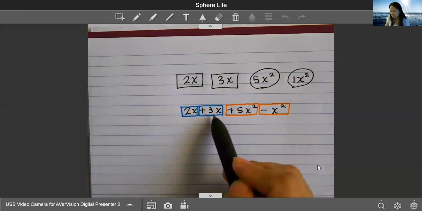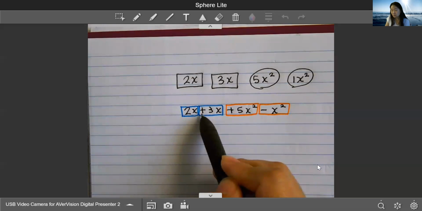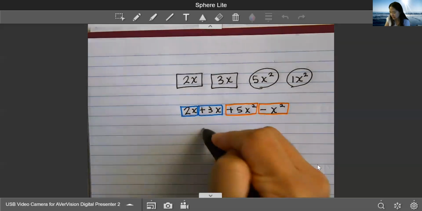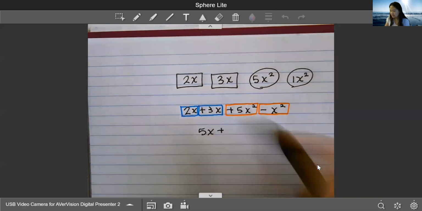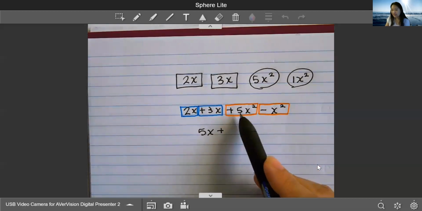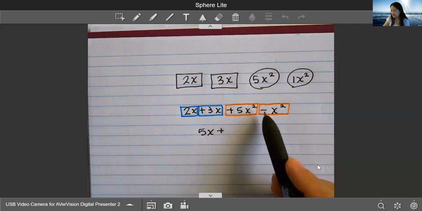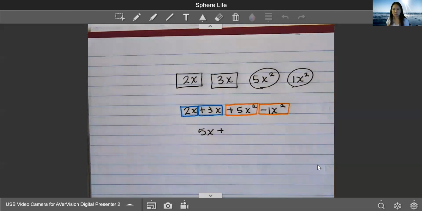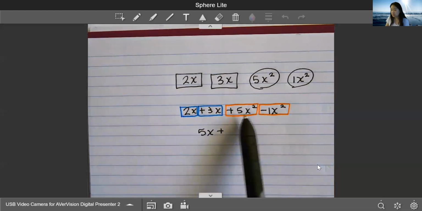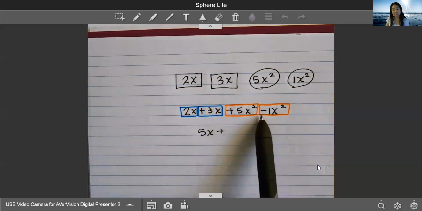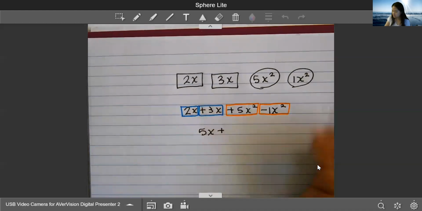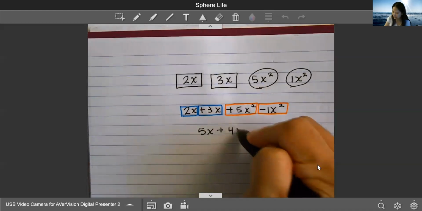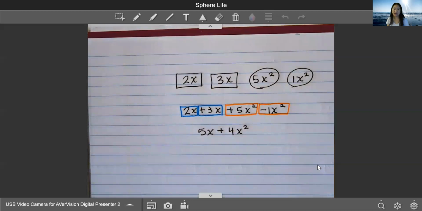2x plus 3x is 5x, plus, now notice, 5x squared minus 1x squared. So this time you need to subtract. So 5 minus 1 is 4. So 4x to the second power.